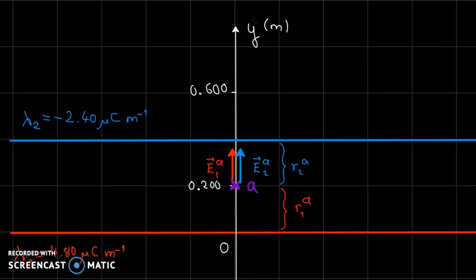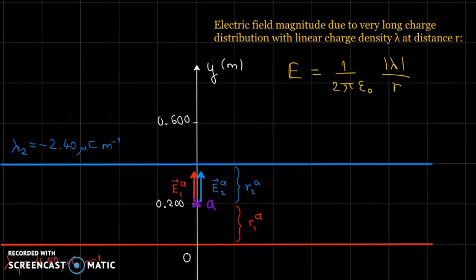Net electric field at point A will be the vector sum of these two electric field vectors. Now I have also labeled the distances in the picture. R1A is the distance from the positive linear charge distribution to point A, and R2A is the distance from the negative linear charge distribution to point A. Numerically, these have the same value and they're equal to 0.200 meters. Now let's go ahead and set up our equation.